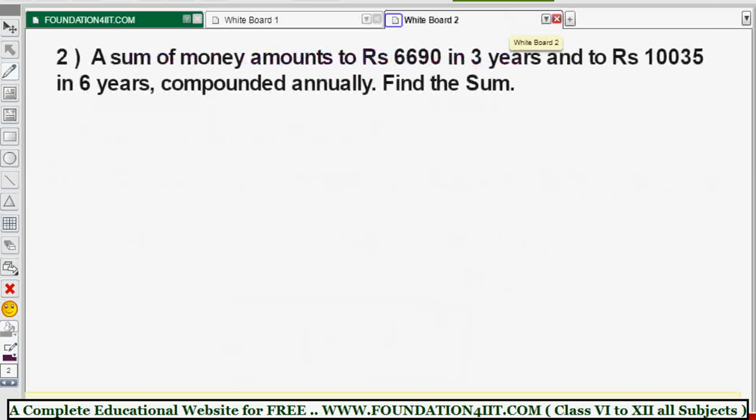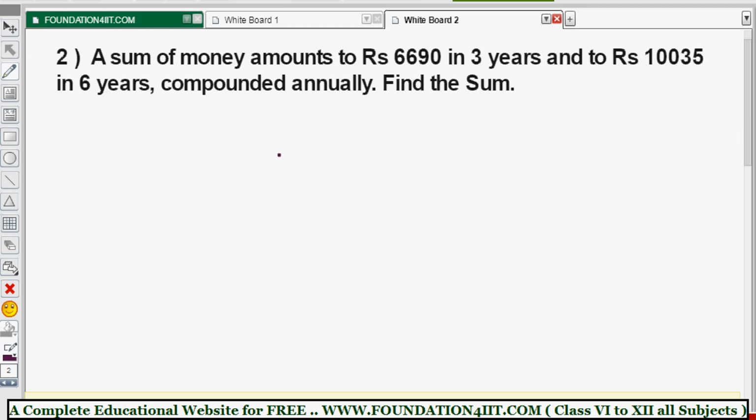Next, let's see this problem. A sum of money. Even when the principal is not given, and the rate of interest also is not given, how to solve. So we'll see this tricky question. A sum of money amounts to 6,690 in 3 years and 10,035 in 6 years, compounded annually. Find the sum. Rate of interest is also not given.